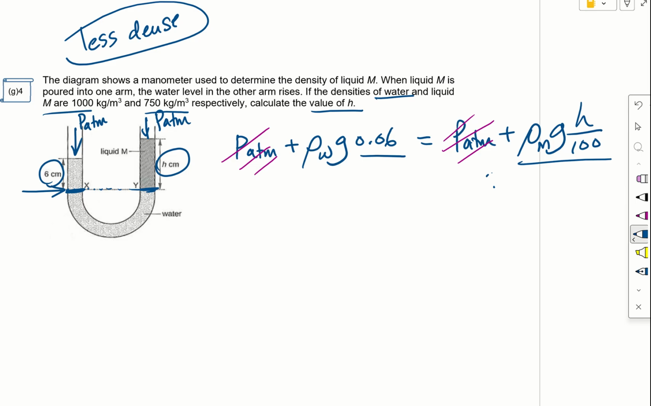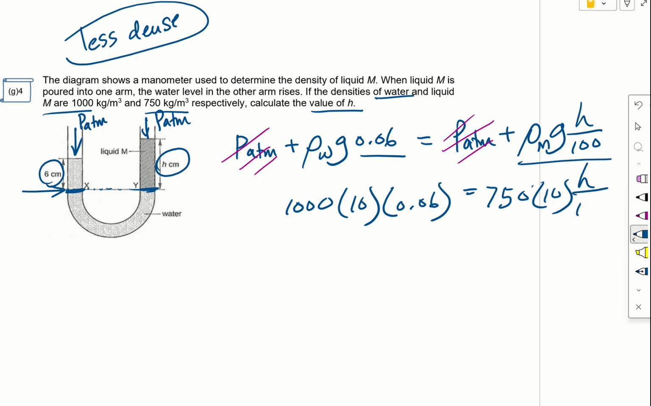Okay, so let us now fill in the values. For water, density is 1000 kg per meter cube, G is 10 multiplied by 0.06, which is the height. Then we also have density of M, which is actually 750. We have same G and H over 100. Actually I can cancel away the 10, and if I do my calculation correctly, H will get a value of 8.0 cm.